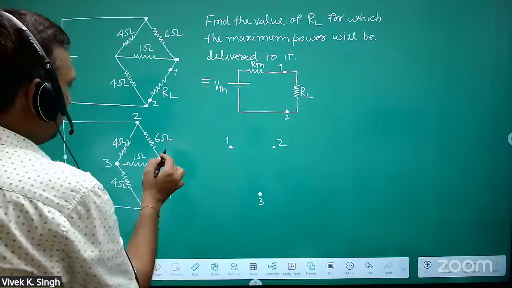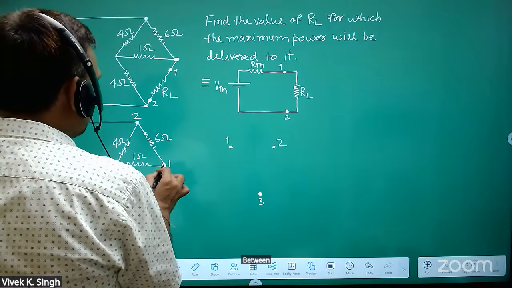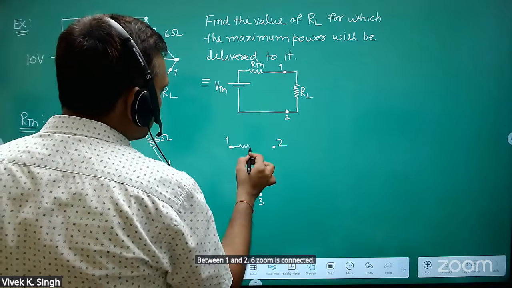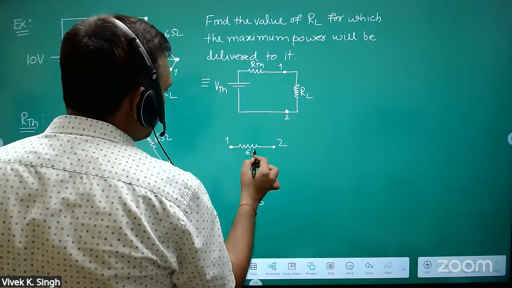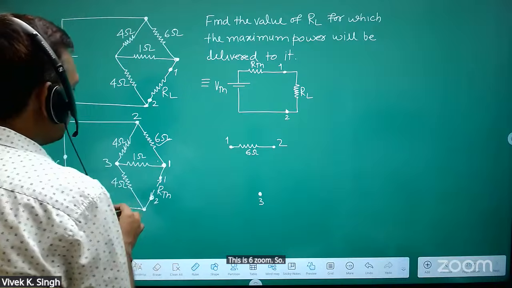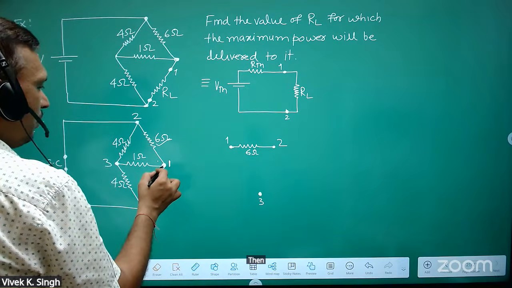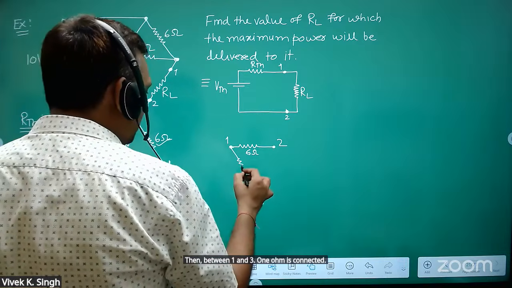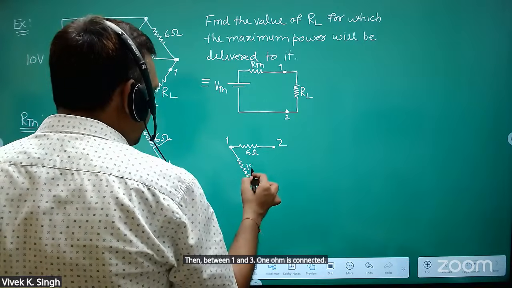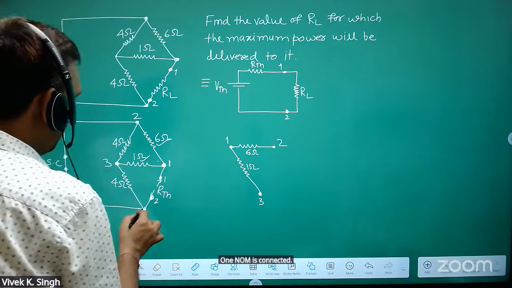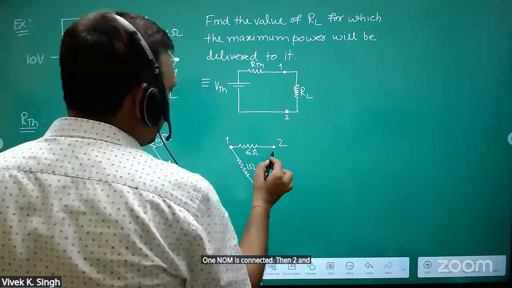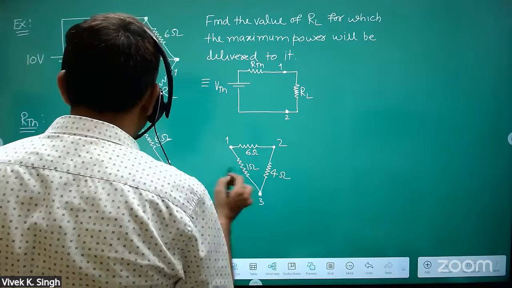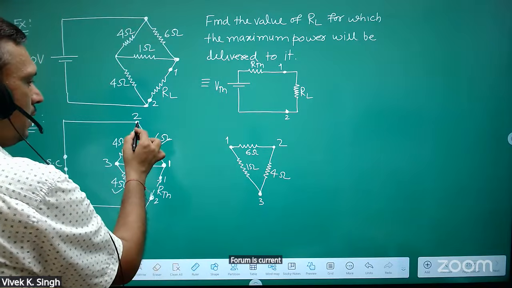Now connect between 1 and 2: 6 ohm is connected. This is 6 ohm, so I have used this resistance. Then between 1 and 3, 1 ohm is connected. Then between 2 and 3, 4 ohm is connected.